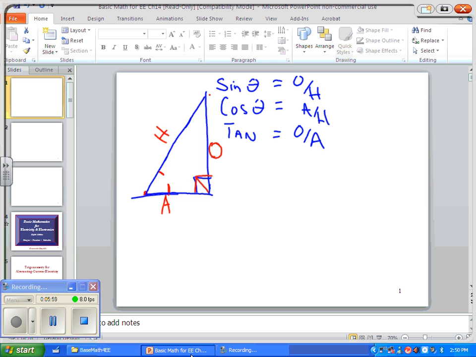So A might be R, O might be X sub L, and H might be Z. But it doesn't matter at all because it's still the adjacent, opposite, and hypotenuse. And we're going to treat it like that. As long as you remember that this is the adjacent, that's the opposite, this is the hypotenuse, this will always stay simple because this is a simple relationship. It's a fractional relationship, a fraction.